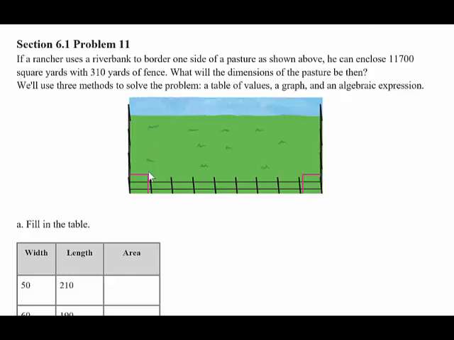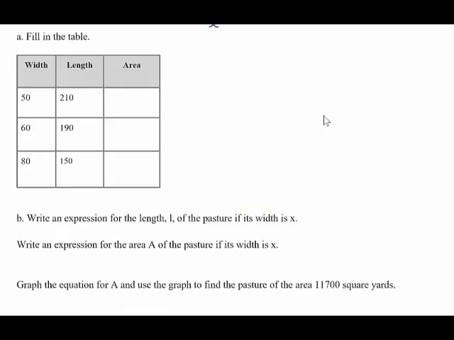Okay, so let's label the diagram. We're going to have the length. We'll just make that the longest side of the rectangle, and then the width. And notice altogether we have just one side of L that needs to be fenced and two sides of length W. Okay, so we're going to start by filling in the table.